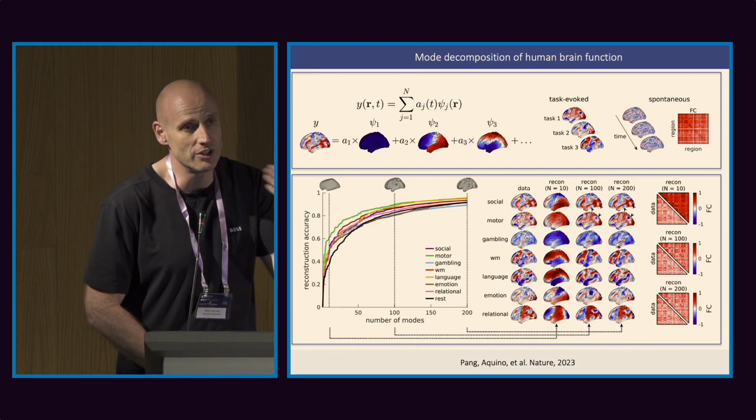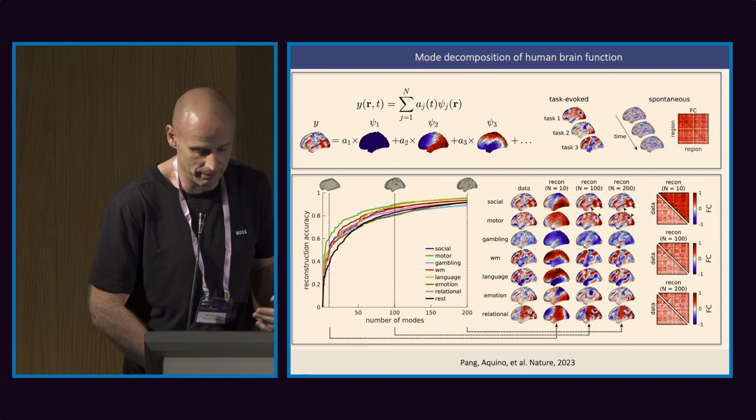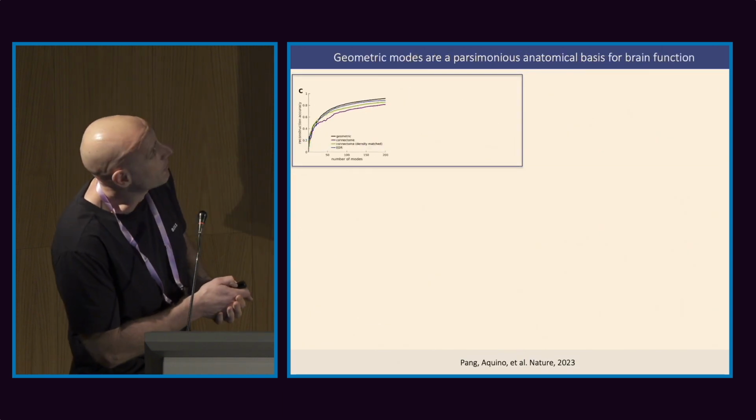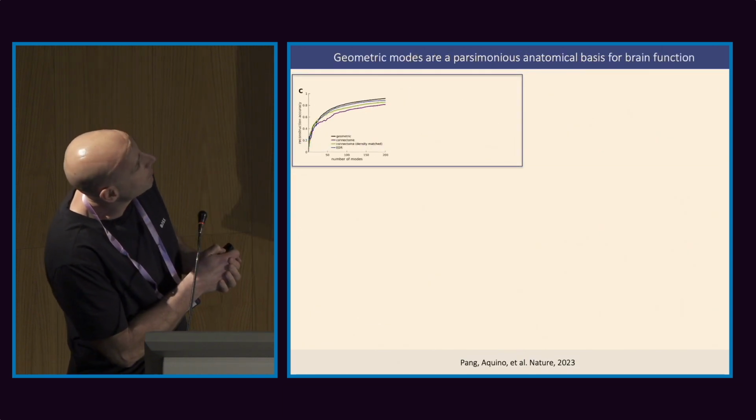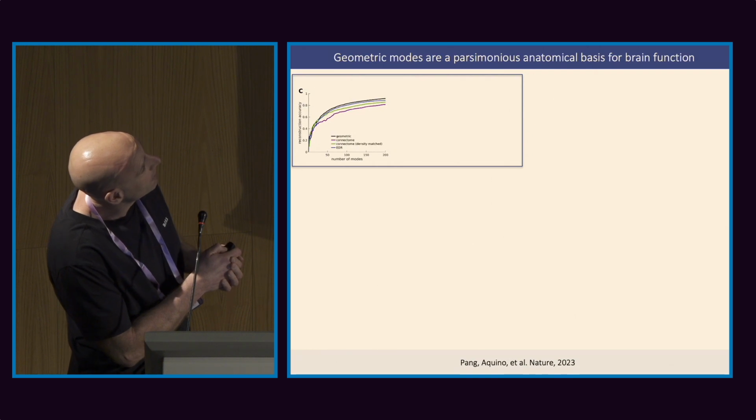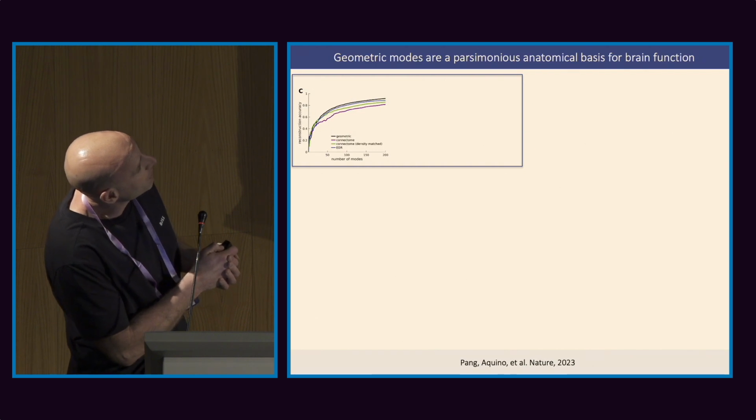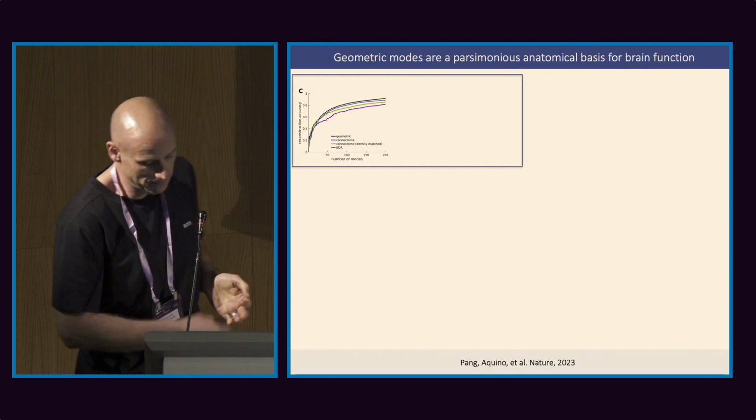But of course, the question is, how does that compare to the connectome modes? Here is a comparison with respect to the resting state data. The black line is the geometric modes. The purple and green are different variants of the connectome modes, and you can see across all model orders, the geometric modes are outperforming the connectome.